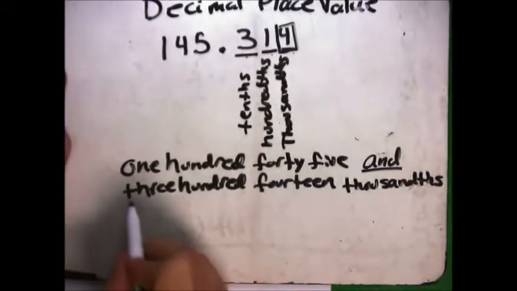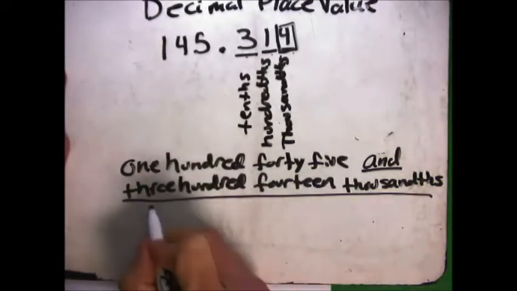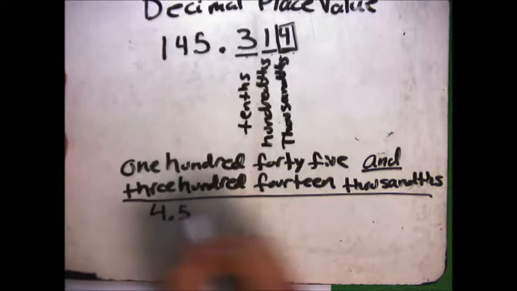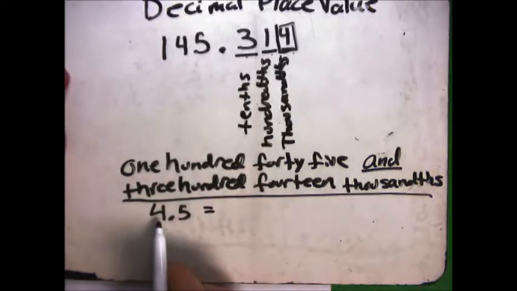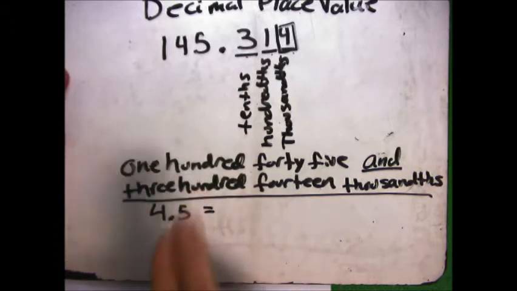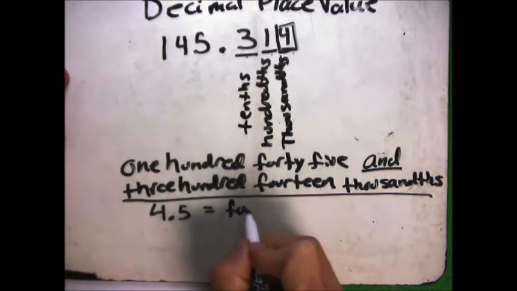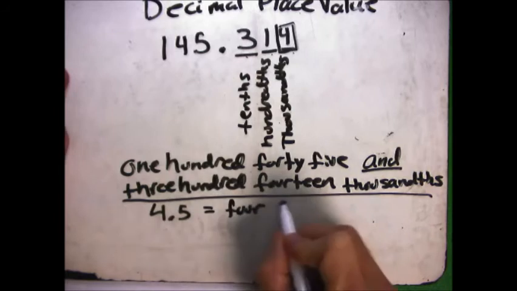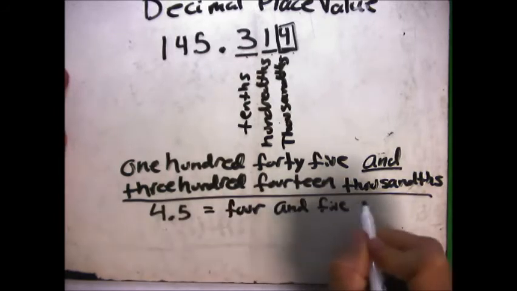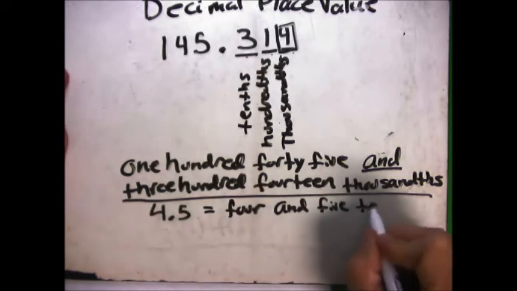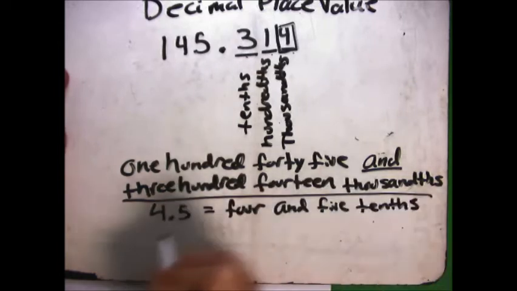If I give you another example here, and I did 4.5, I first write what's in front of the decimal, so that is 4. Decimal means "and." 5, and this is in the tenths place.